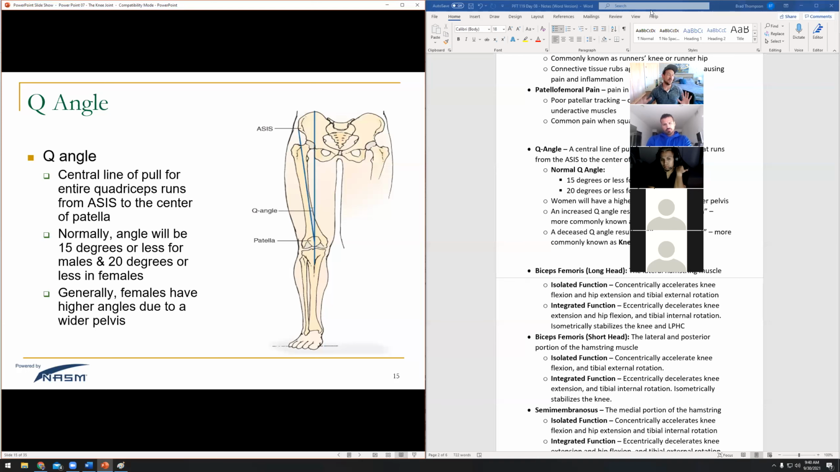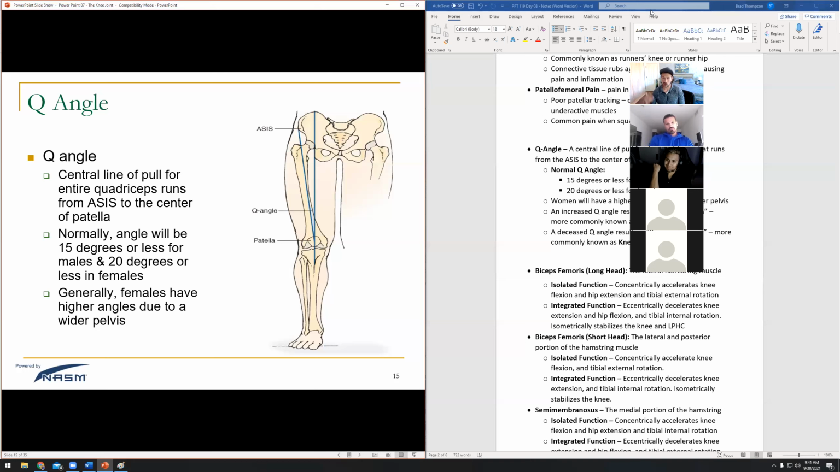This is where, remember that goniometer, that little tool that we use to measure the actual angle of stuff. If you want to get super specific, like in a physical therapy setting, and you want to track progress with your client, you would measure their Q angle using that and say, all right, your Q angle is at 28 degrees. That would be really extreme.